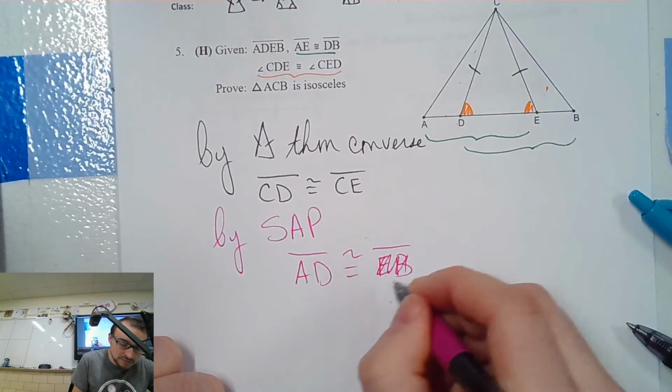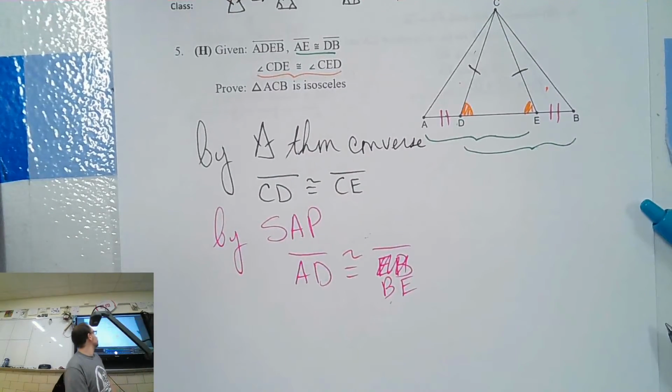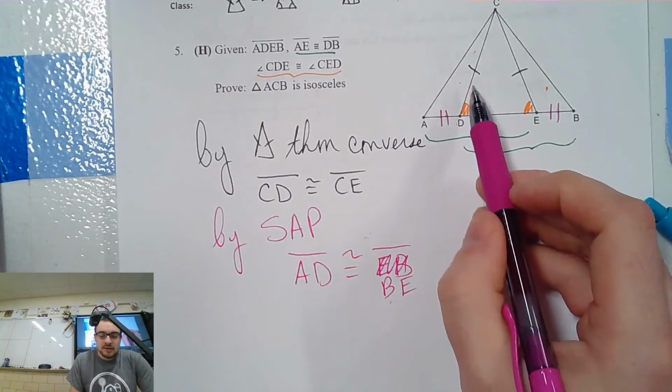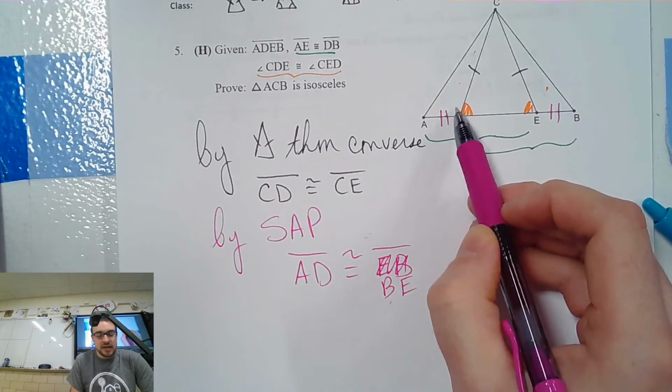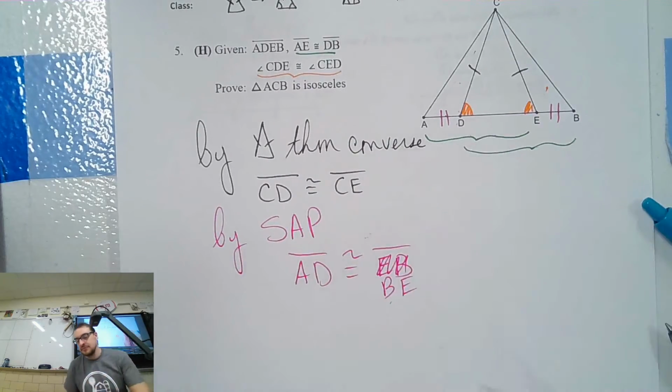Let's do BE. All right. Everybody cool with that? Overlap, we're going to be using segment addition or angle addition pretty much, right? So now we've got two sides. If only we had an angle in between them, then we could do side angle side, right? So how do we get this angle? Is there a way to do it?